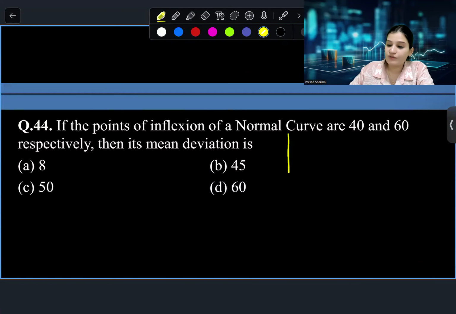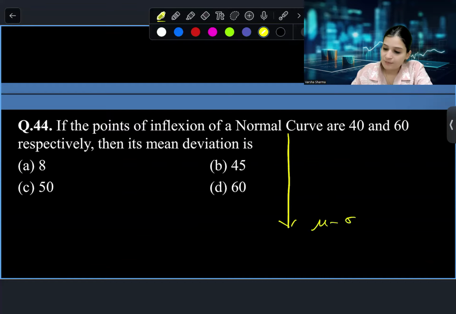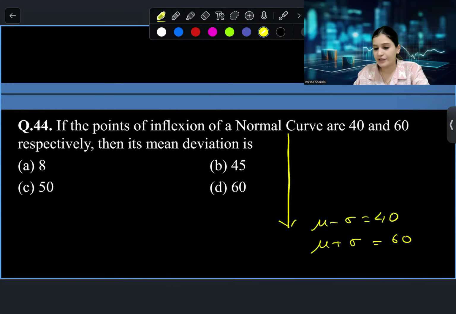Okay, points of inflection of a normal curve. This is a probability distribution. The formula was x bar minus mu. Sorry, my fault. Mu minus sigma and mu plus sigma. From here, find the mean and standard deviation.